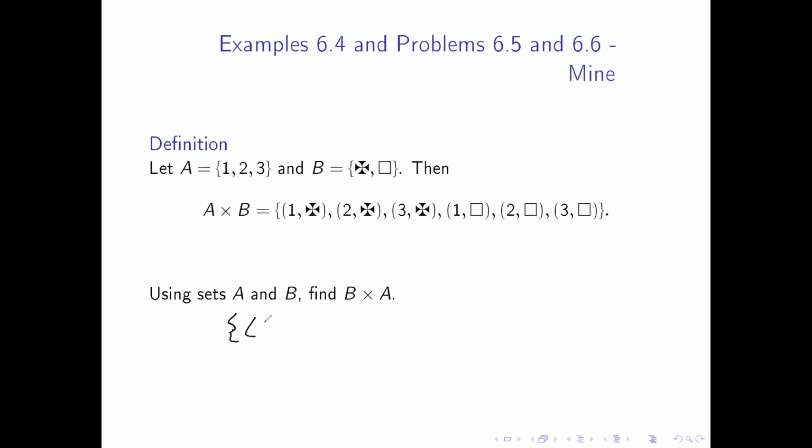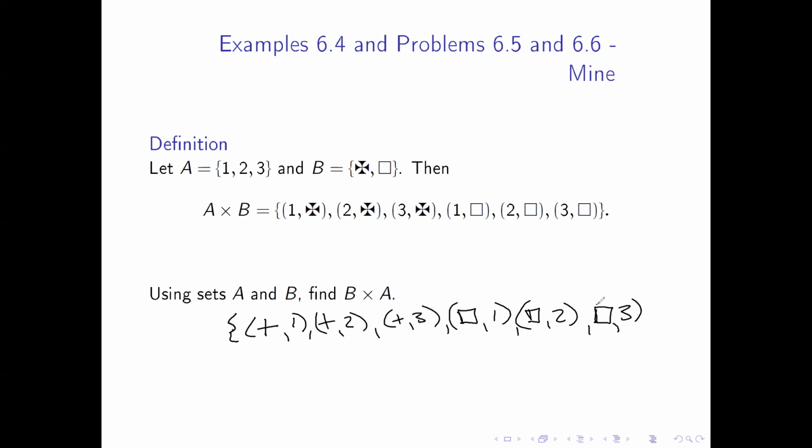So instead of writing it down, I'm going to do plus cross 1, plus cross 2, plus cross 3, square cross 1, square cross 2, and square cross 3. So notice I have the exact same number of things. They look very much alike. They're just a little bit off because the ordering matters.